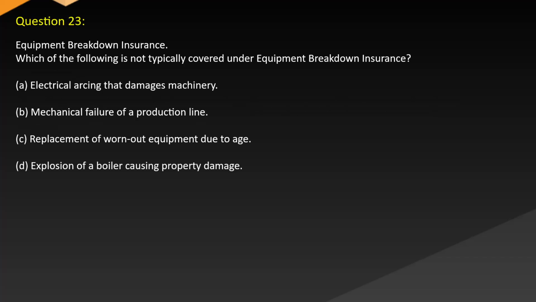Question 23. Equipment breakdown insurance. Which of the following is not typically covered under equipment breakdown insurance? A. Electrical arcing that damages machinery. B. Mechanical failure of a production line. C. Replacement of worn-out equipment due to age. D. Explosion of a boiler causing property damage.